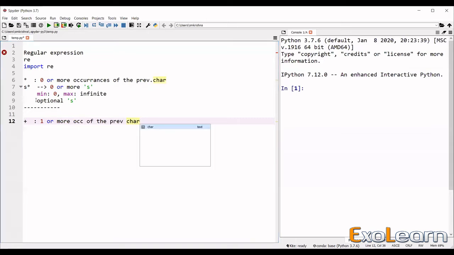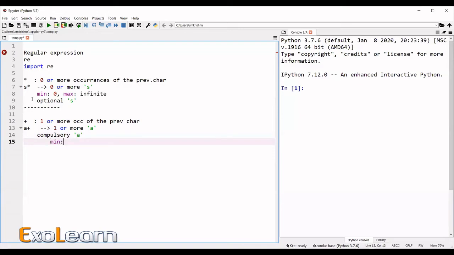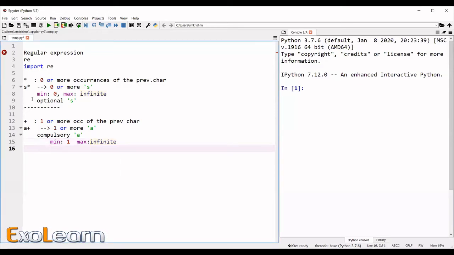It also speaks for the character before it. Say for example, I am saying a plus. It gives the meaning like one or more a's are needed in the input. One or more a's are needed. That means it is compulsory. It's not optional. So the minimum occurrences is 1 and maximum is again infinite. There is no limit for the maximum number of occurrences. But at least the particular character should be present one time.